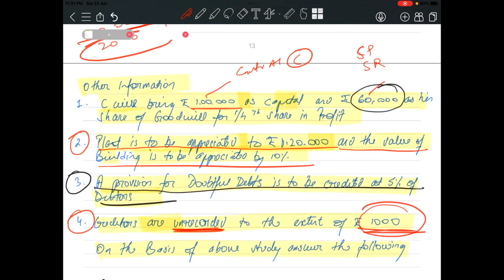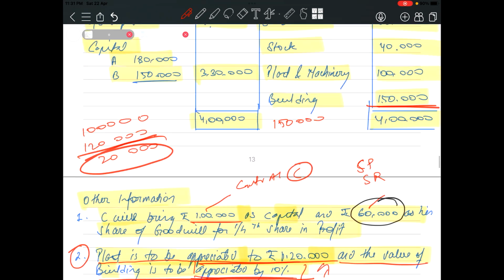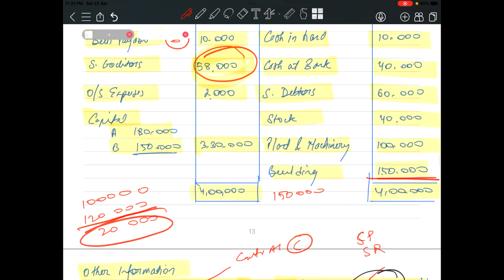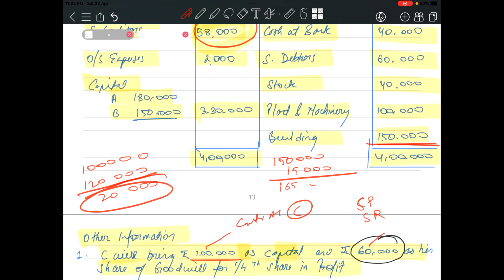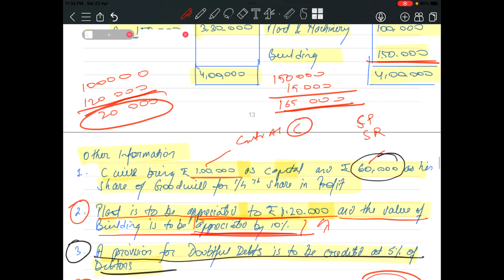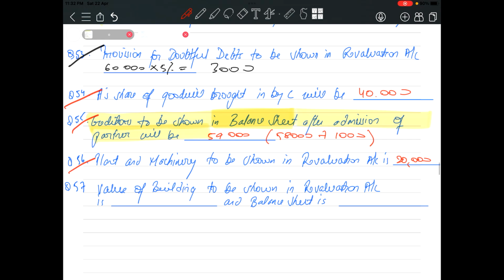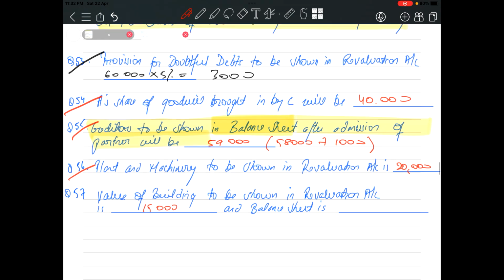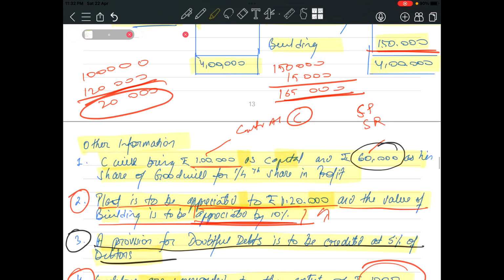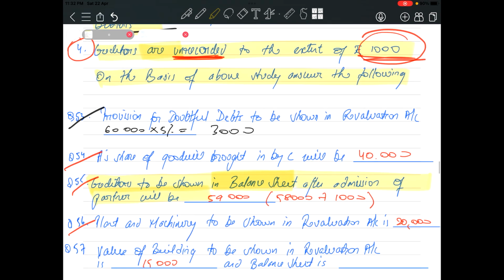What is the information given? It is to be appreciated. Appreciated means we have to increase the value of building by 10%. What is 10% of 1,50,000? It is 15,000. So the new value of building will be 1,65,000. The value of building to be shown in revaluation account is 15,000 because there is an increase of 15,000 only, and the new balance to be shown in balance sheet is 1,65,000.